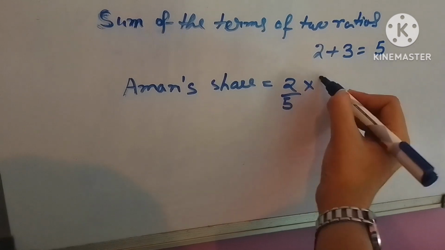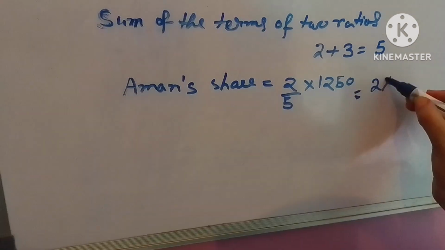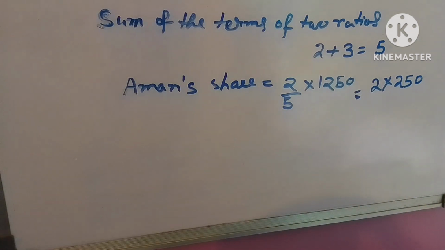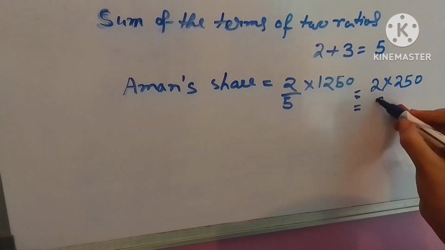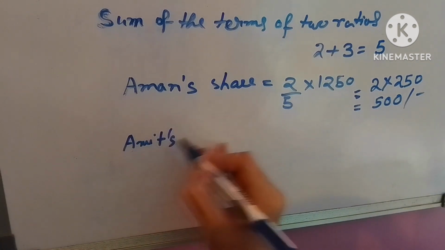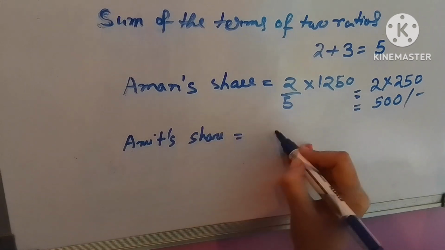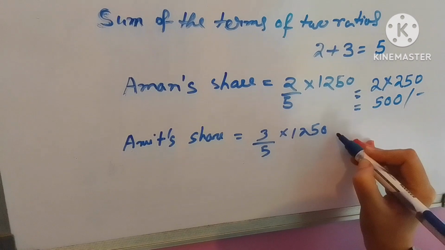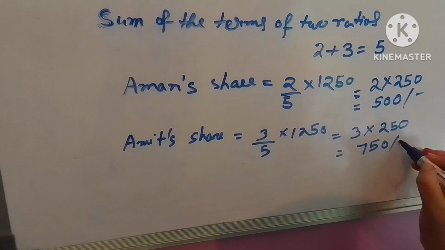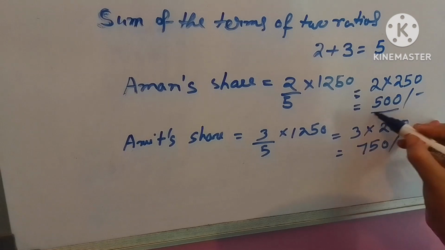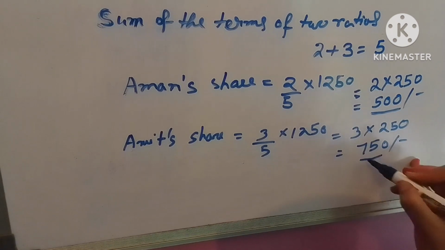Aman's share will be 2 by 5 into 1250, means out of 5 his share is 2. Then according to the unitary method, out of the amount 1250, what will be Aman's share? The answer will be 500. Following the same process, Amit's share will be 3 by 5 into 1250, and the answer will be 750. So Aman's share will be rupees 500 and Amit's share will be 750 rupees.